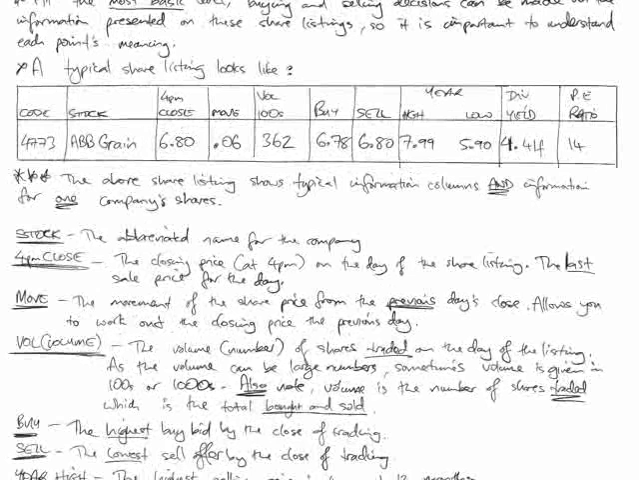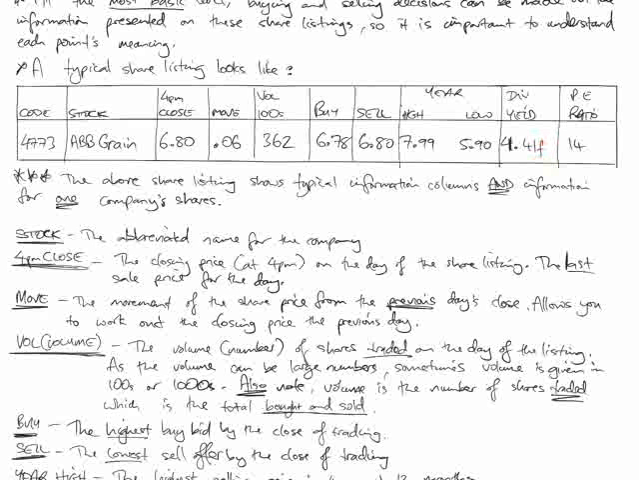If we look at ABB Grain, the dividend yield is 4.41. The F stands for fully franked. We'll get into more detail about what franking is later when we do dividend tax, but 4.41%, that's telling you you're getting 4.41% of the share price from last year's dividend back.